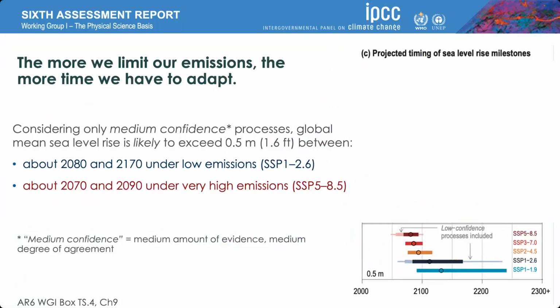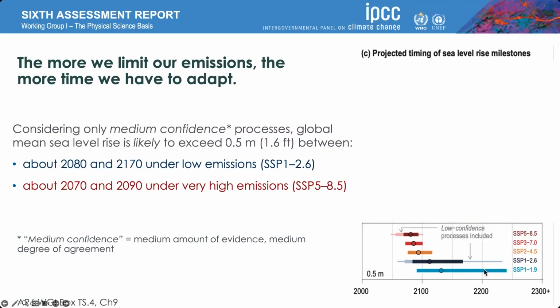There's also another way of looking at these projections, which is, rather than looking at uncertainty in how high sea level goes at a particular point in time, to look at uncertainty in when sea level exceeds a given limit. And this tells us that the more we limit our emissions, the more time we have to adapt. So in the IPCC report, we have figures like this. This is for half a meter of global mean sea level rise. These are different emission scenarios.